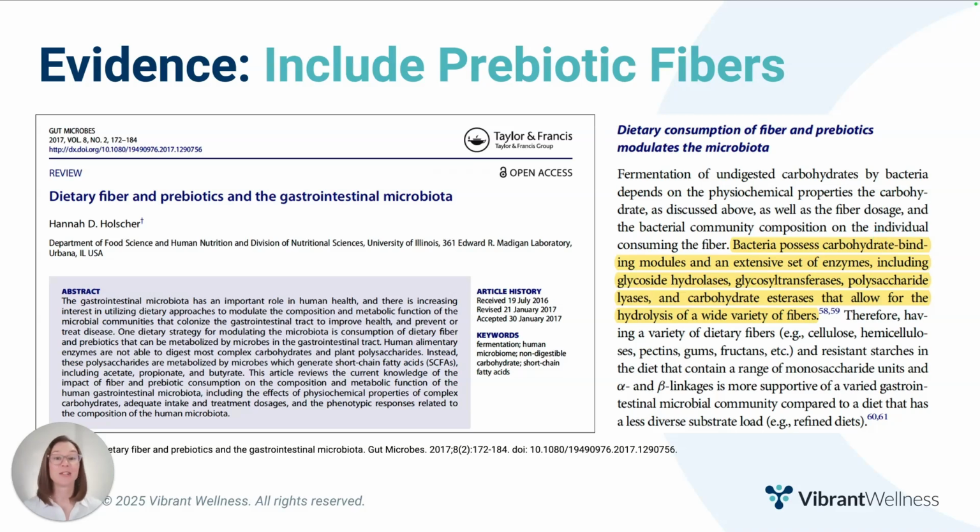This 2017 review article provides evidence that prebiotic fibers feed commensal gut microbes. Reading the highlighted section, quote, "Bacteria possess carbohydrate-binding modules, an extensive set of enzymes that allow for the hydrolysis of a wide variety of fibers. Therefore, having a variety of dietary fibers, for example, cellulose, hemicellulose, pectins, gums, and fructans, as well as resistant starches in the diet, is supportive of a varied gastrointestinal microbial community."